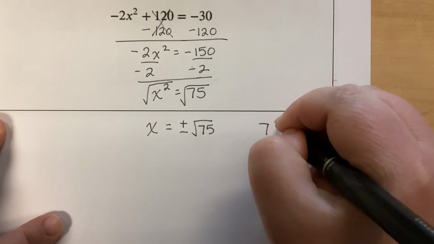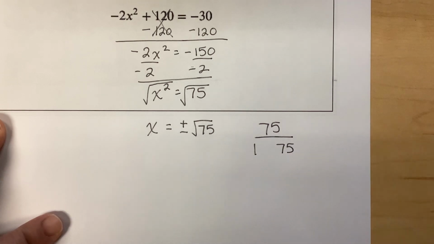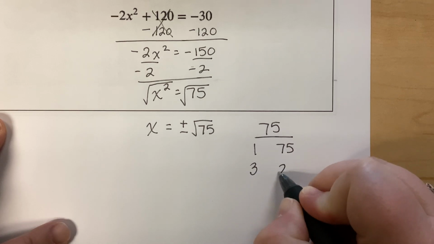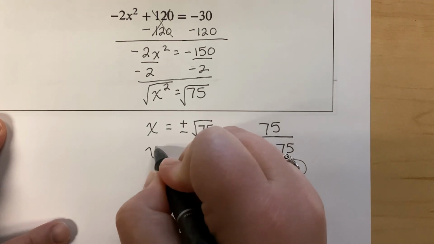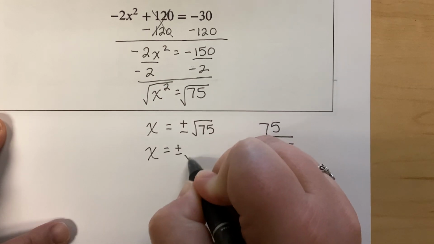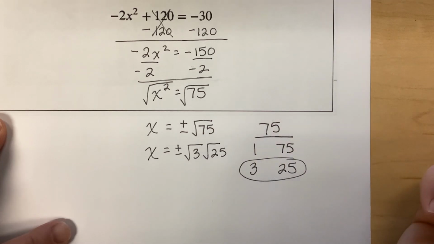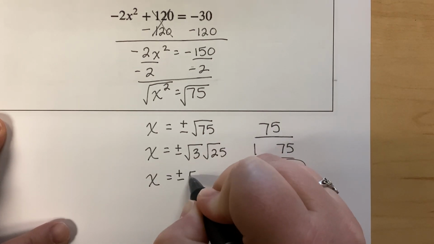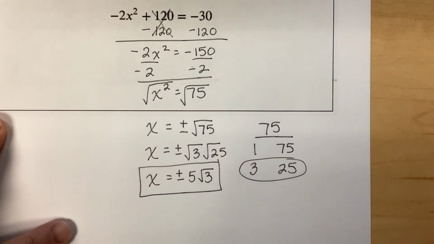All right, so let's find the factors of 75. So we have 1 and 75. 75 is not divisible by 2. It is, however, divisible by 3. It's 3 times 25, and there's our perfect square. So now I have x equals plus or minus the square root of 3 times the square root of 25. Square root of 25 is 5, so I have x equals plus or minus 5 root 3. And that would be our answer.